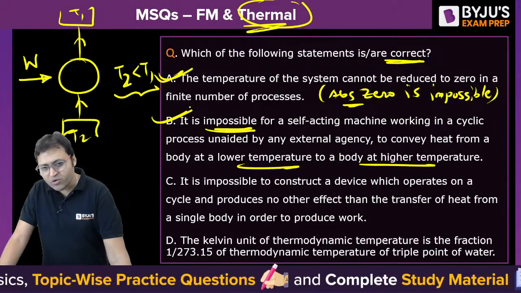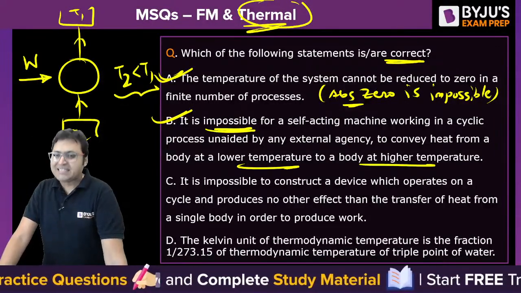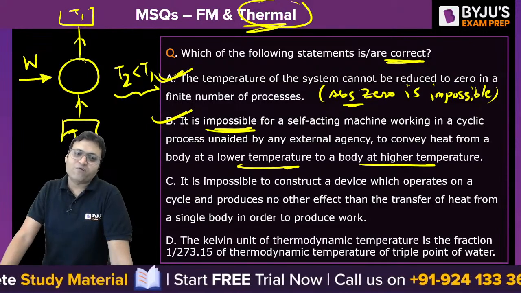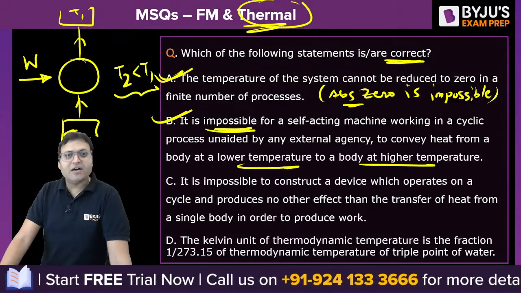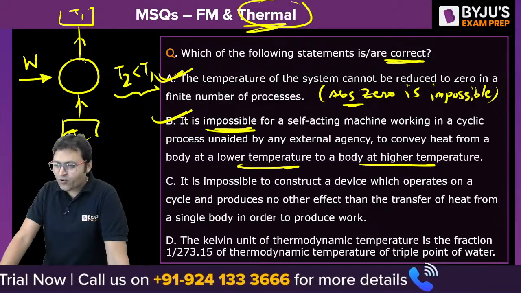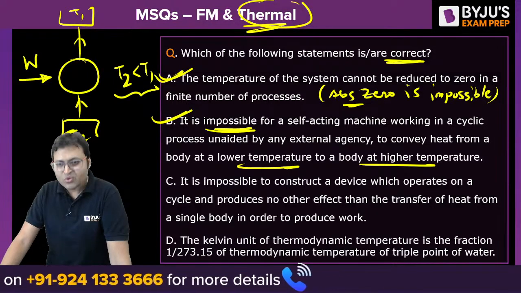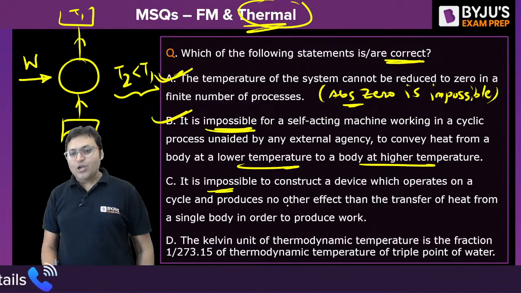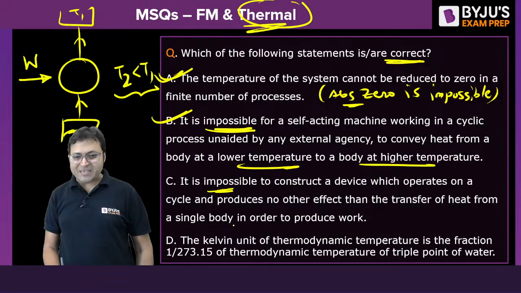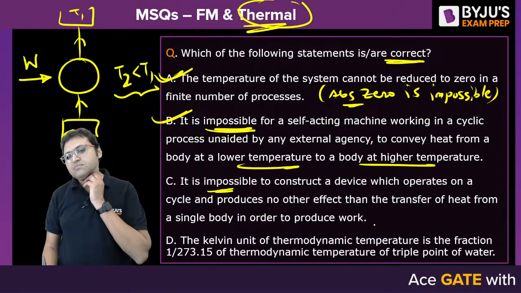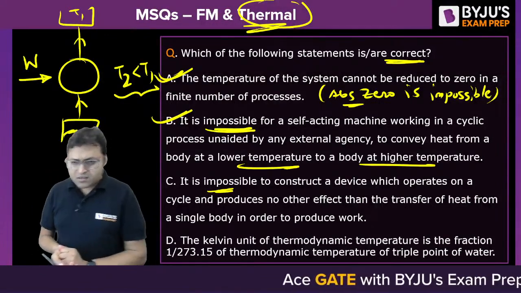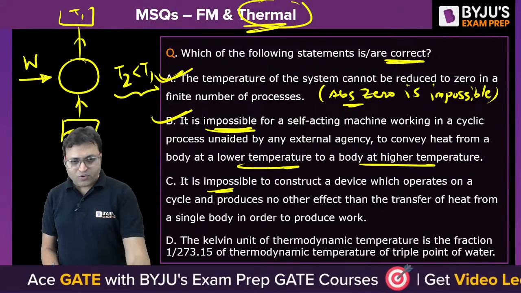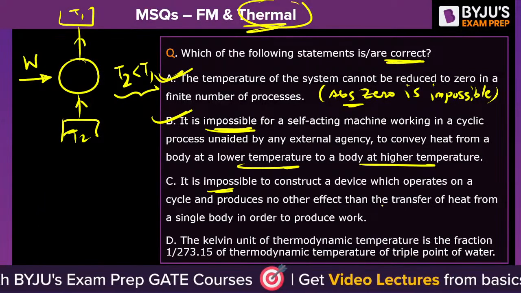So it is impossible. Yes, that is true. A and B is also true. It is impossible for a self-acting machine, cyclic devices, unaided by an external agency. When there is no work, the heat cannot flow from lower temperature to high temperature. Conversely, we can say the heat always flows from high temperature to low temperature. B is also true. The third statement says it is impossible to construct a device which operates on a cycle and produces no other effect than the transfer of heat from a single body in order to produce work. So it means it is about PMM1.